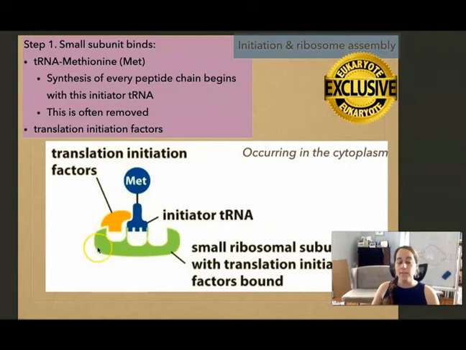So first, the small subunit binds to these translation initiation factors, as well as a methionine tRNA. The methionine tRNA is called an initiator tRNA, and it always binds in the middle site, which is the P site. The P site and the A site and the E site are empty at this point, and we don't have the large ribosomal subunit.